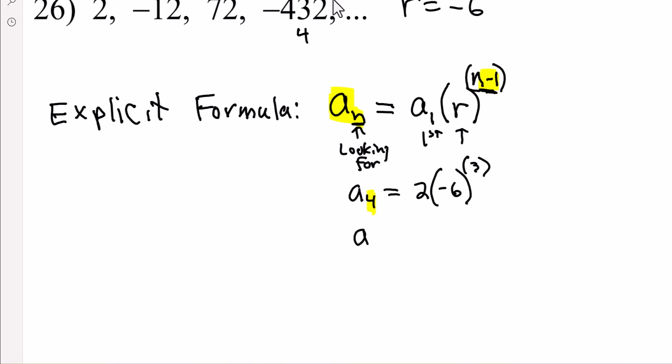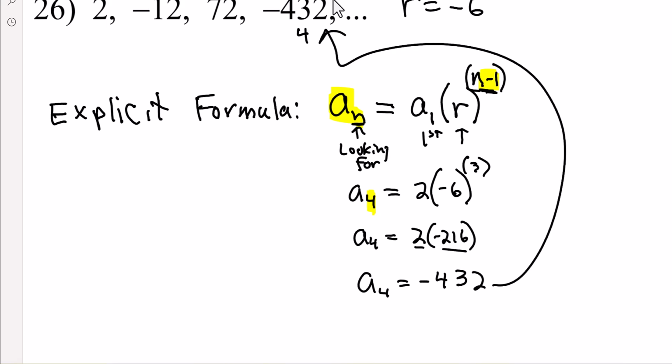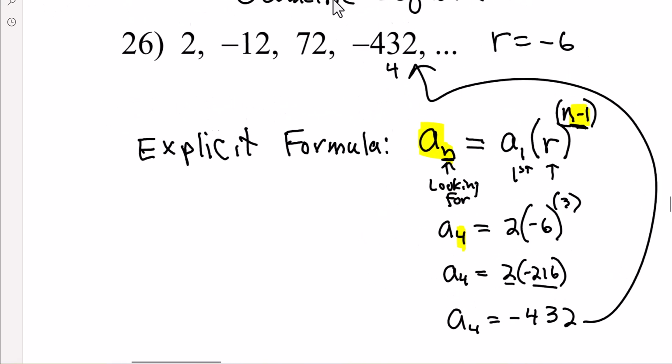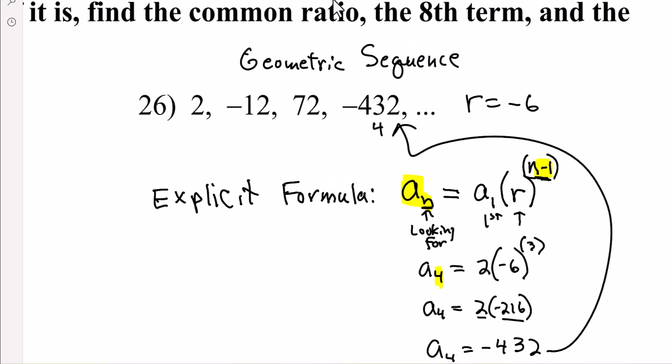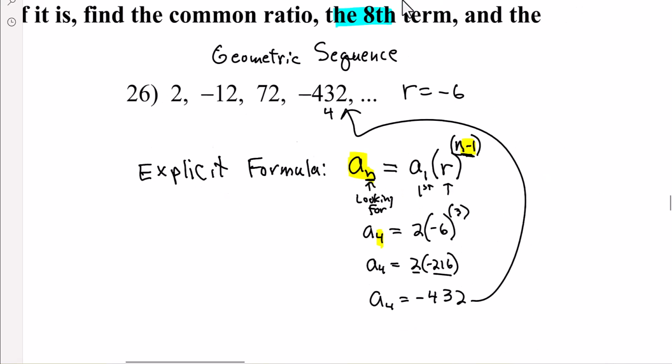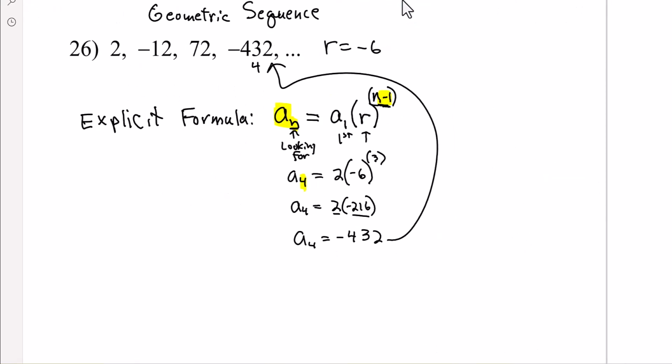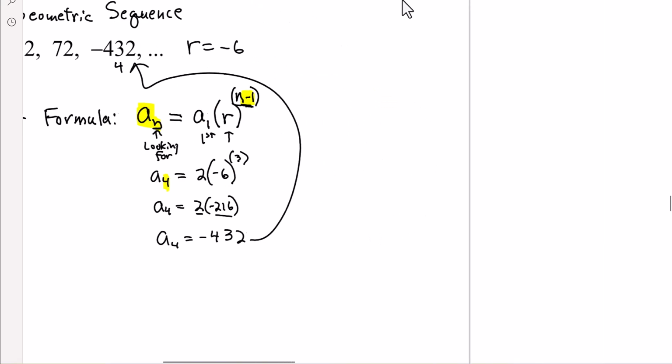All right? So the fourth term is 2 times, well, negative 6 to the third power is negative 216, and 2 times negative 216 is negative 432. Oh, look at that. That's the fourth term. So that's great. So now we need to find the eighth term. So I'm going to use this. Remember I tell you guys, use a model.